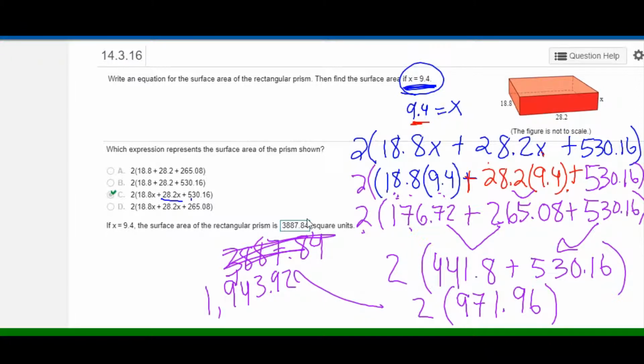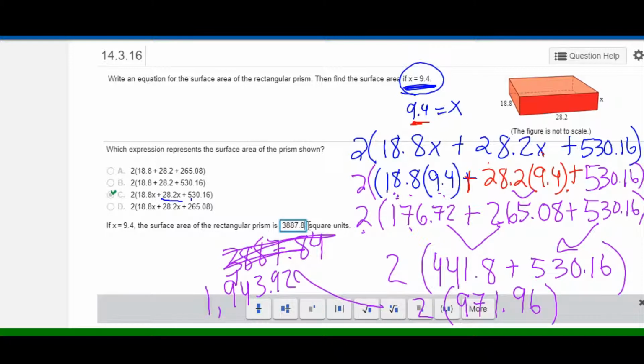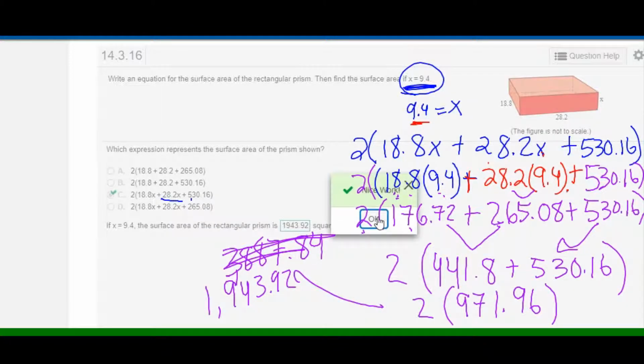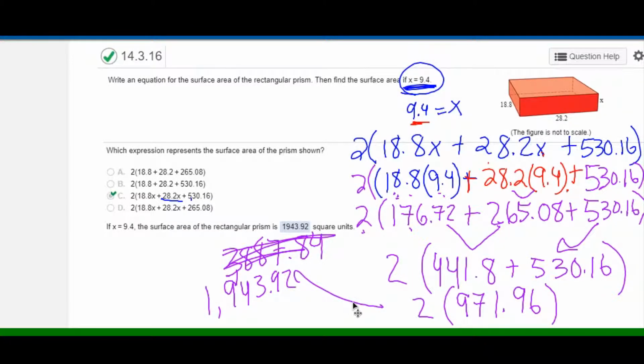So once we multiply by 2, we end up with 1,943 and 9,200ths, and that is the correct answer. So make sure you multiply by the right number. Our answer should have been around 2,000, because this is around 1,000, and 1,000 times 2 is 2,000. So that answer was unreasonable. All right, let's move on to another question.